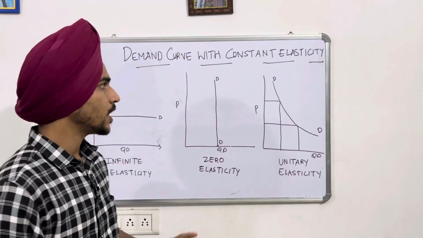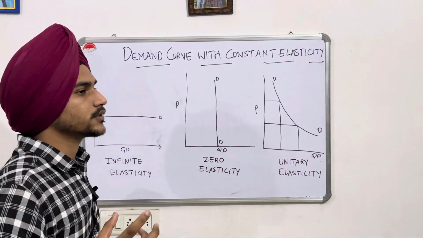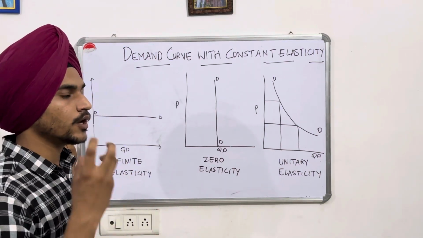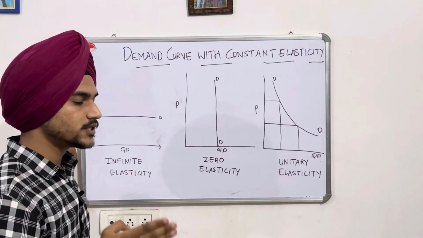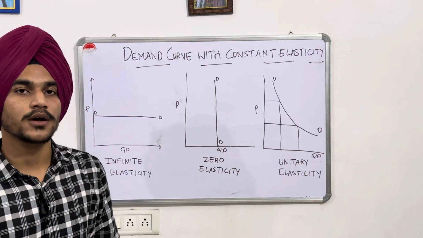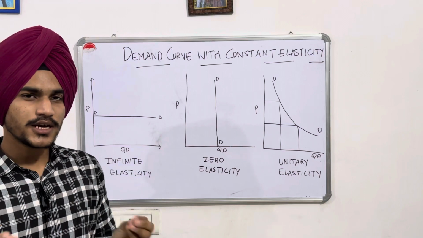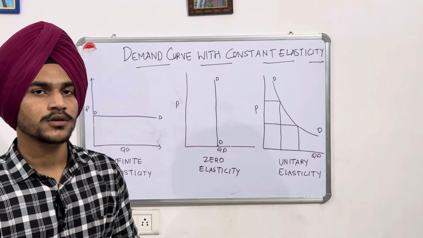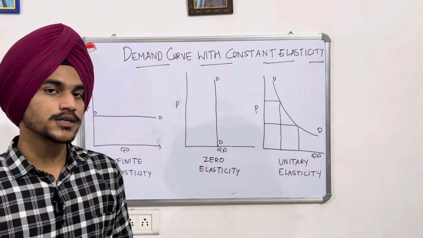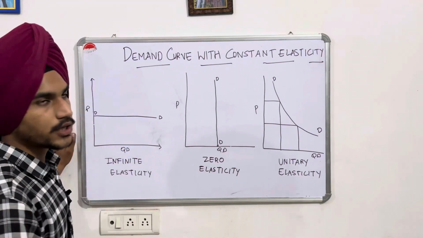Let's start. Now the question arises, we saw in the first video, the elasticity is different at all the points on the demand curve. But is there any exception to it? The answer is yes. There are some exceptions. Let's see what are the exceptions.